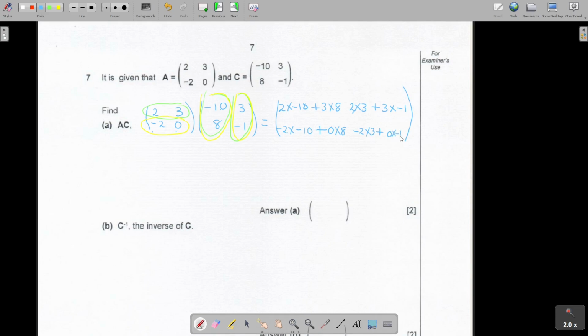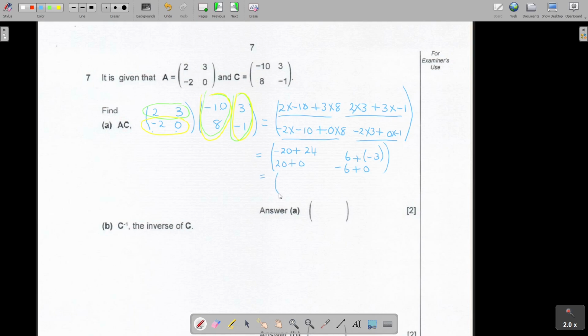Okay, and if I can show you, so this is going to become an answer, this is an answer, this is an answer, this is an answer. Okay, so what will I get here? I'm just going to put another step in, so I get -20 plus 24. What do I get here? I get 6 plus -3. 6 minus 3. What do I get here? 20 plus 0. What do I get here? -6 plus 0.